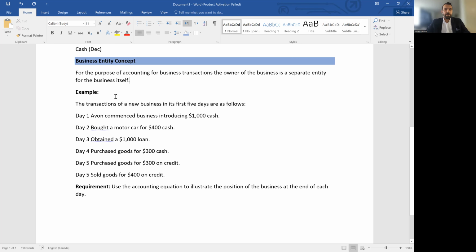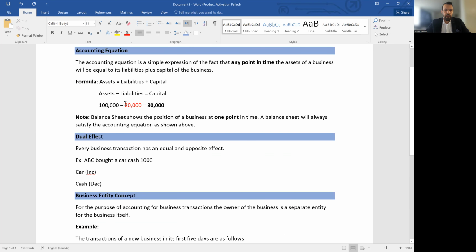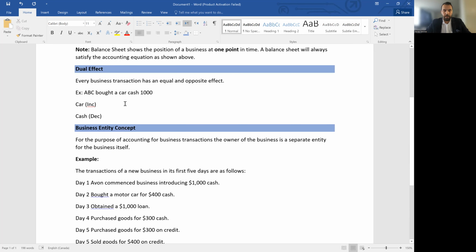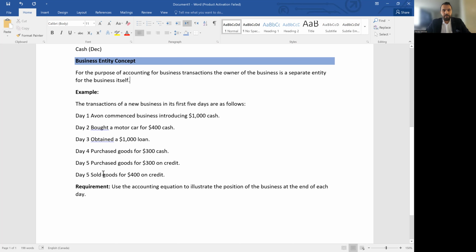So let's start accounting equations. Let's start by doing an example. The transactions of a new business in its first 5 days are as follows. We have six transactions. Let's record them one by one.